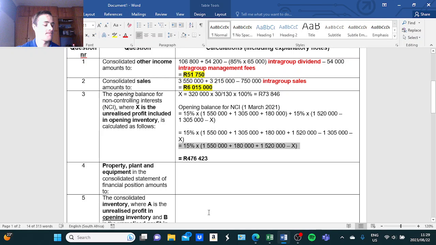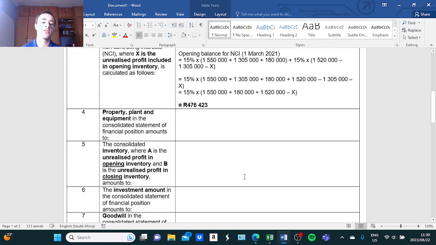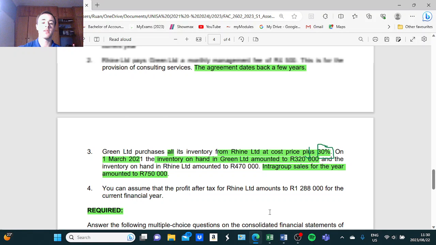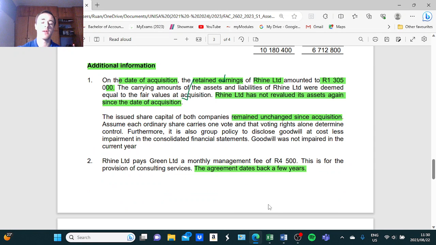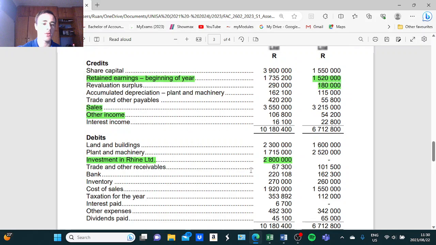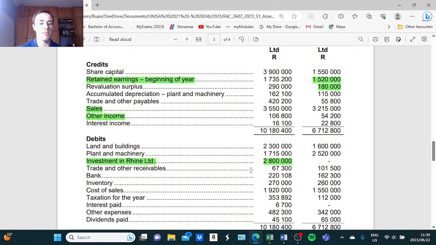Alright, let's move on to question 4. Question 4 asks you to calculate the property, plant and equipment balance that will be disclosed in the consolidated statement of financial position. According to our additional information, there has not been any intergroup sale of a property, plant and equipment item. So we can only focus on the figures given in the trial balances respectively for the two companies.